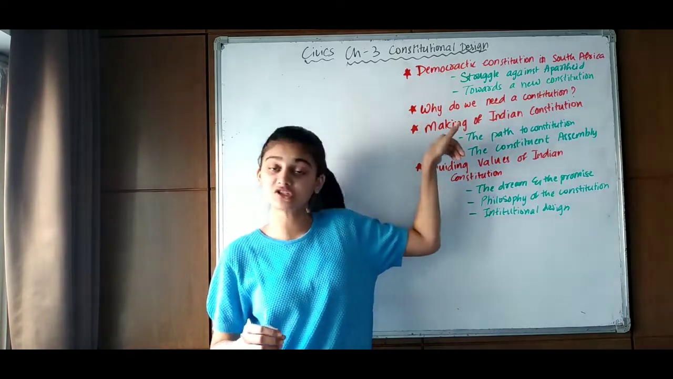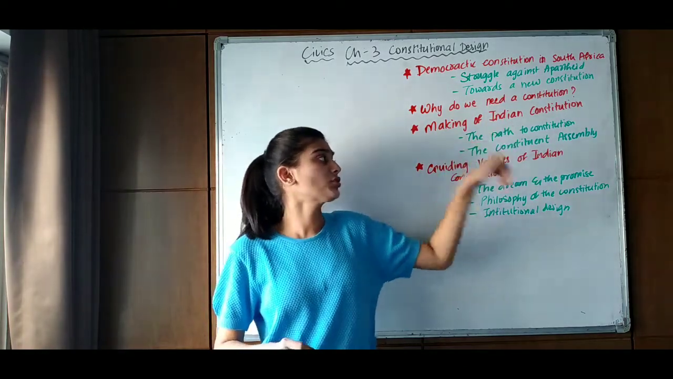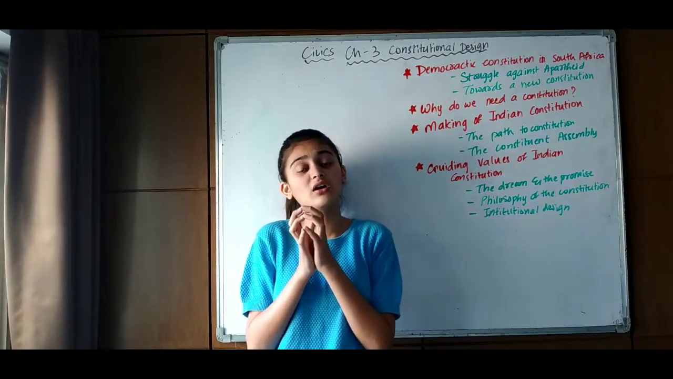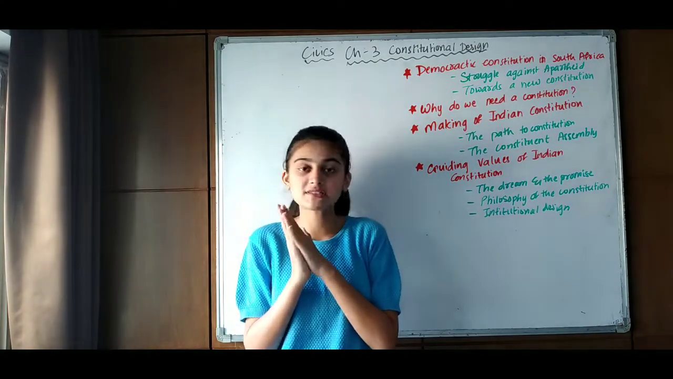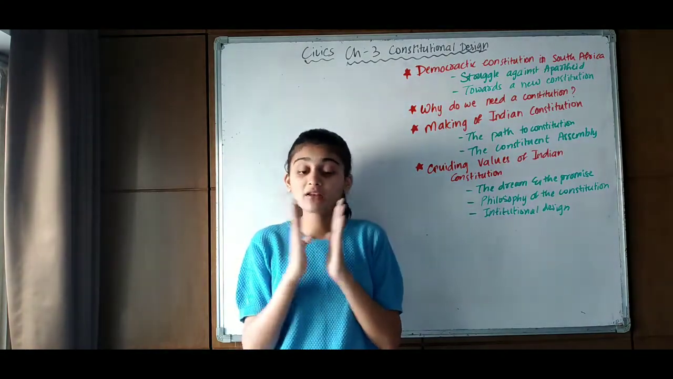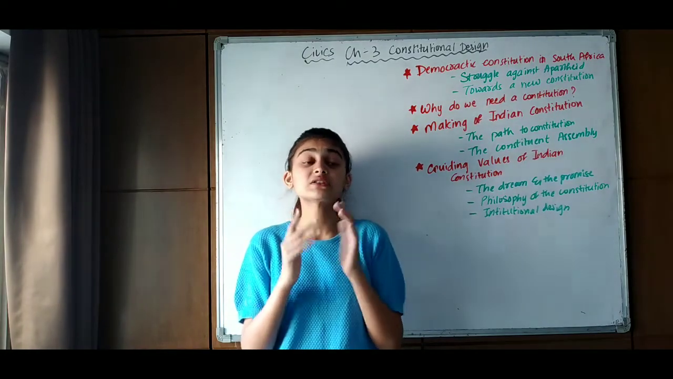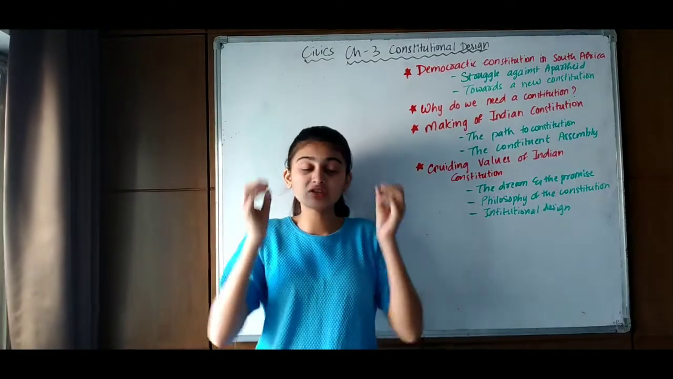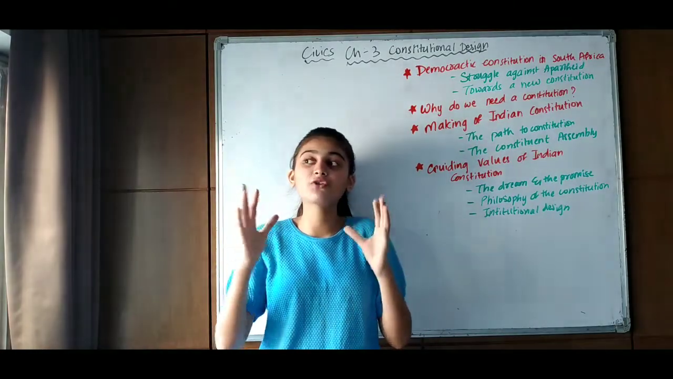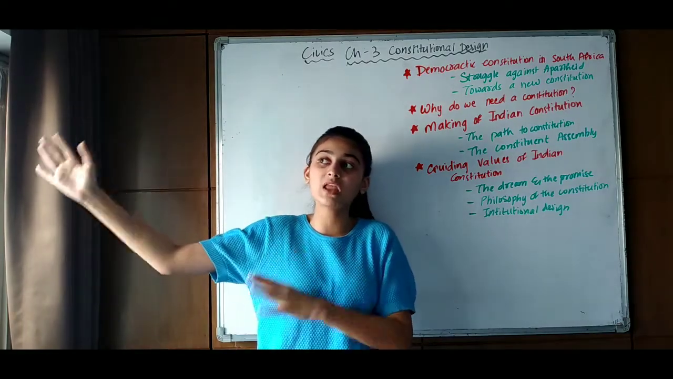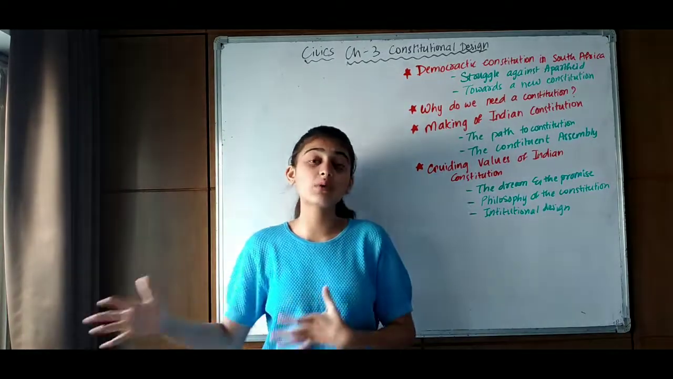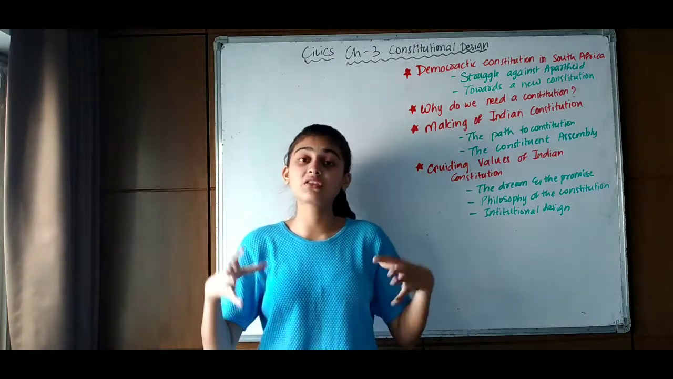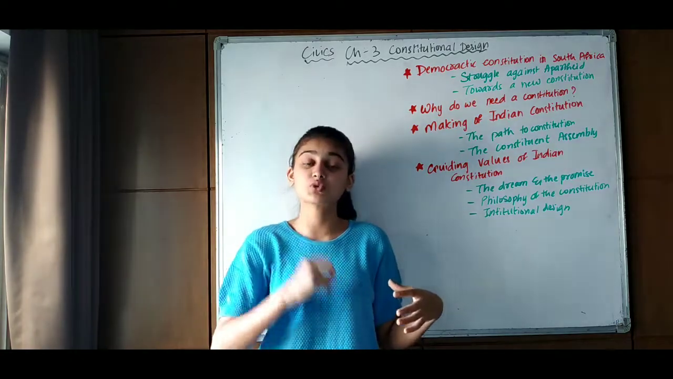Now, the making of the Indian constitution. The path to the constitution. Firstly, we got independence in 1947, but our leaders had started framing the constitution since 1930 or 40. They were imagining that when India will be democratic, we will have these forms of democracy. They were in a train and they discussed everything and noted down how the democracy should be.